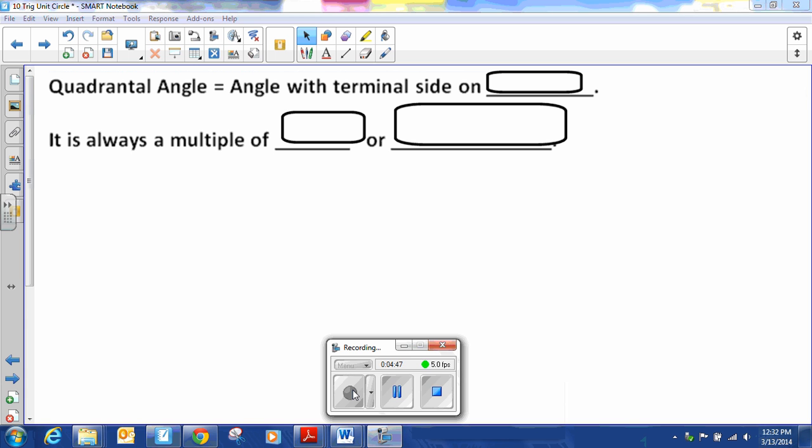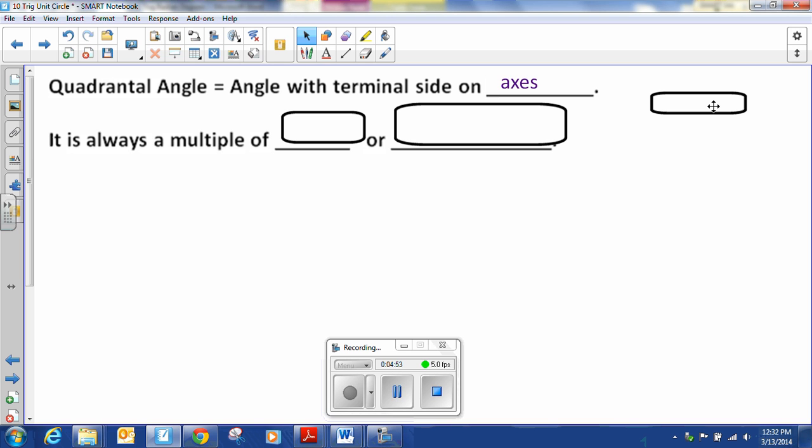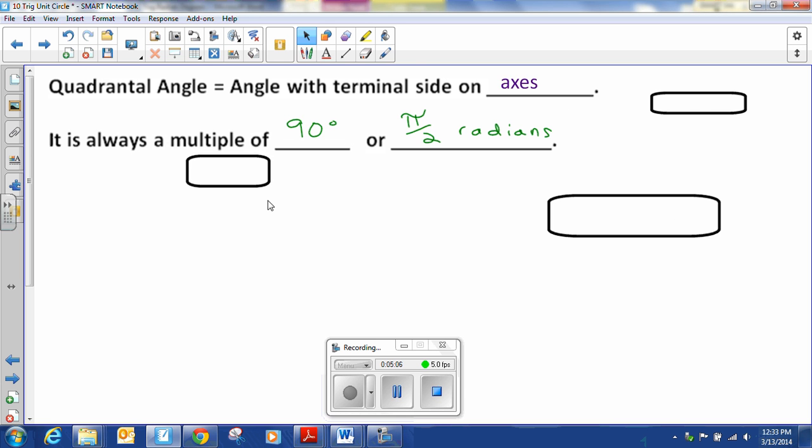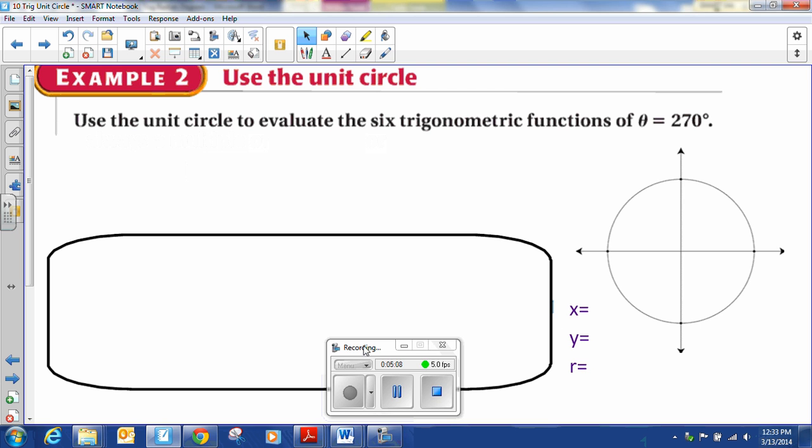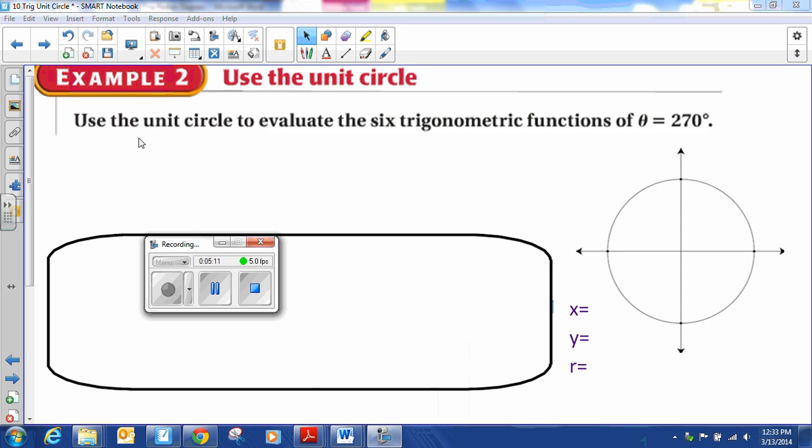A quadrantal angle is an angle with a terminal side on the axes. Okay, so we have an x-axis, y-axis. Either one of those are axes, that's plural for axis. It is always a multiple of 90 degrees, also known as pi over 2 radians. All right, let's check out this example. Here we have a unit circle. Unit circle means that all these are 1, right? This is (1, 0), this is (0, 1), (-1, 0), and (0, -1).